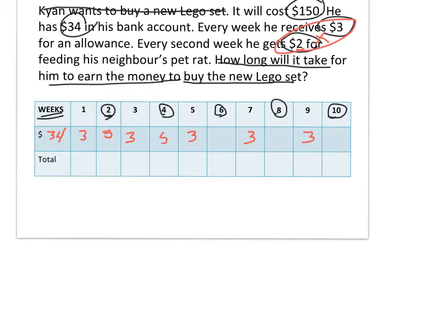In the even weeks, he's getting $5. So my pattern rule here is every second week, he's getting $5. Every odd week, he's getting only $3. Or I could say every 2 weeks, add $8. So let's figure out what the totals are going to be. We started with 34. So after 1 week, I have $38 if I'm Kyan. I've got $42 after 2 weeks, and so on. I'm just going to go and fill this in.